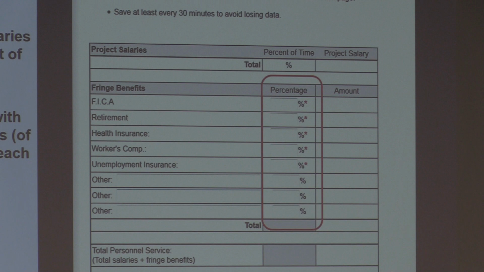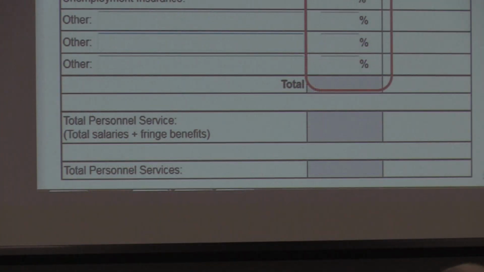So we got our project salary up here, we got our total for our benefits right here, and that's what makes up the total for personal services. Because remember, personal services means what? Salaries plus benefits. Very good. And most importantly, we're going to save. Very good. So here's an example of how it might look when you complete it.